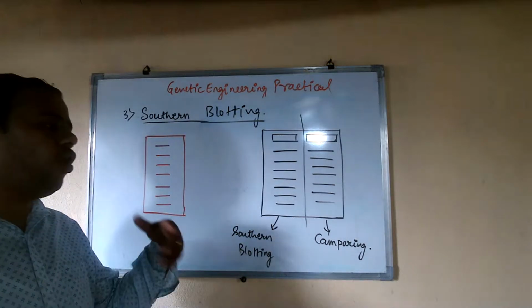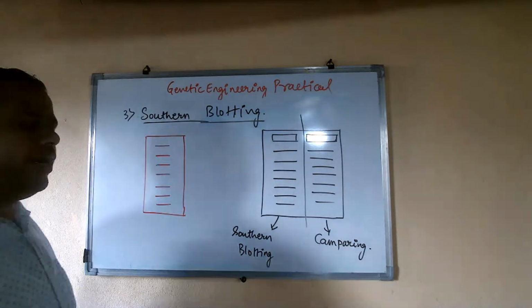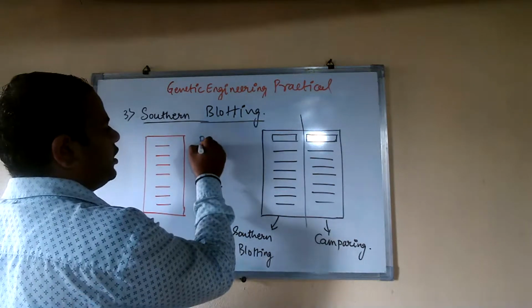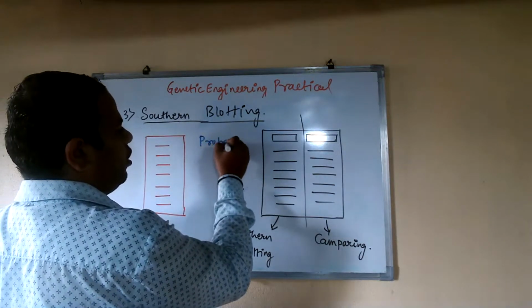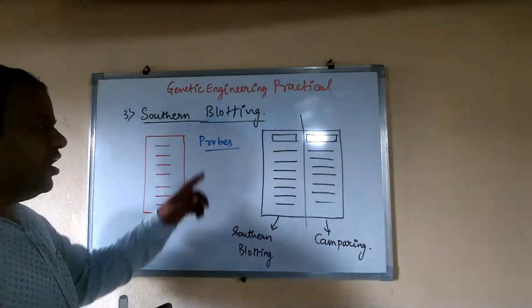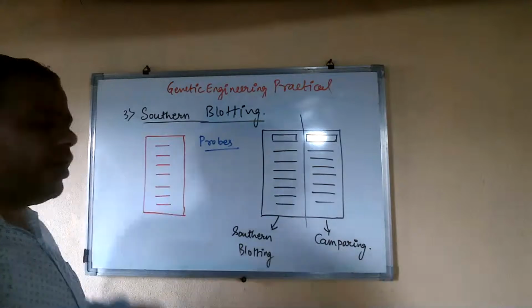Radioisotope detection or non-radio labeling. Probes are used here for the detection purpose. For example, if the gene of interest is present there, then this probe molecule should go and bind at this position.